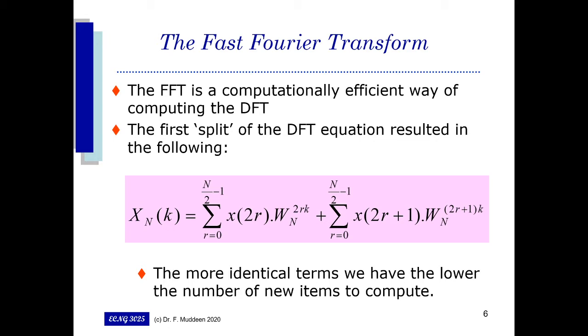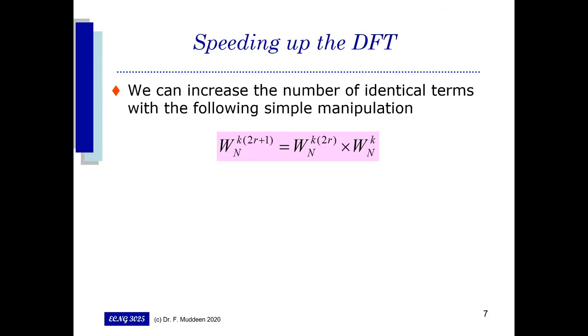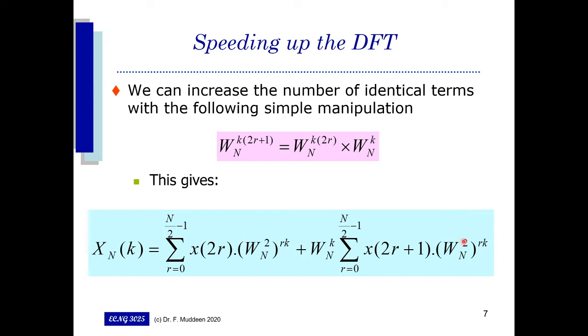And this is because the twiddle factor value that you observed for the odd sequence, which will be W_N^{k(2r+1)}, can actually be split up here, because this is an addition in the index, into W_N^{2rk} multiplied by W_N^k. And as such, when you split this, the twiddle factors here, being W_N squared and W_N squared, now become the same.